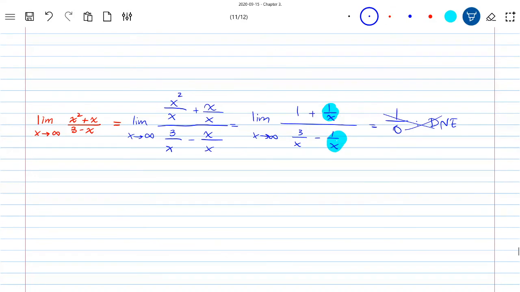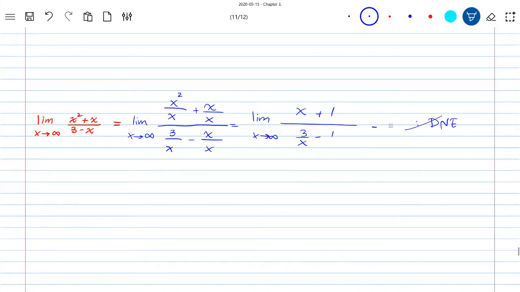And you will see why I do this. Let me write this. X squared divided by x is x, x divided by x is 1. And what do you get here is, sorry, this should have been 3 over x squared earlier, but I forgot to write that. So here you would get 3 over x minus 1.